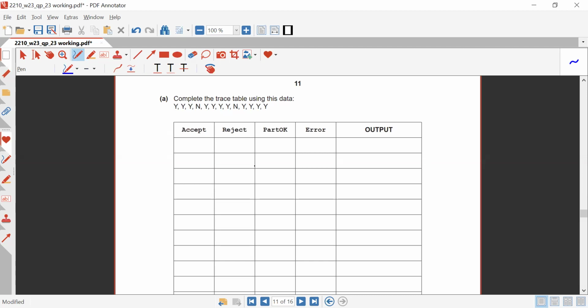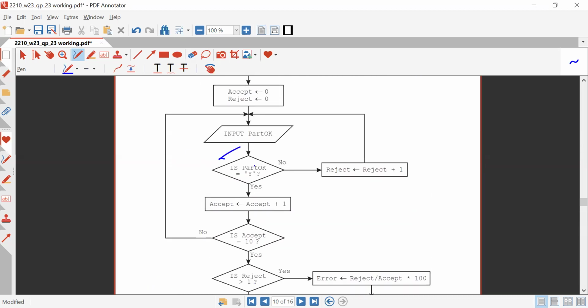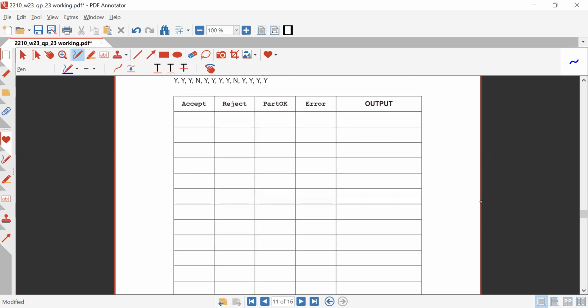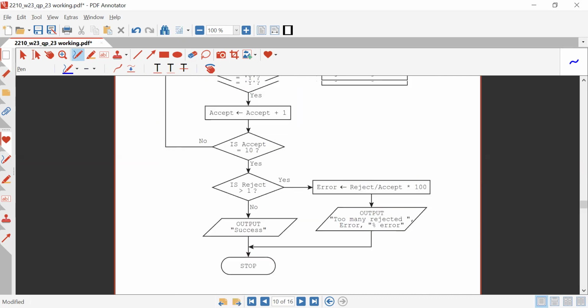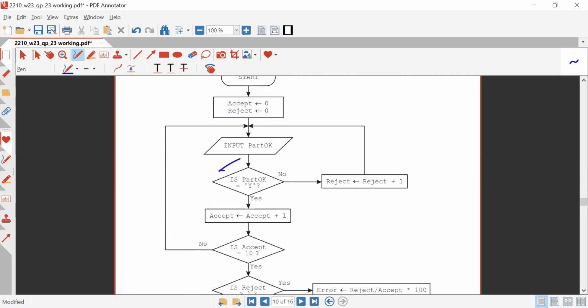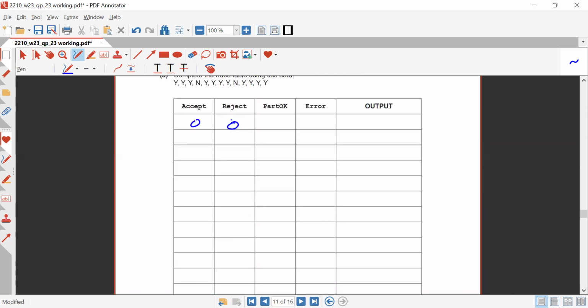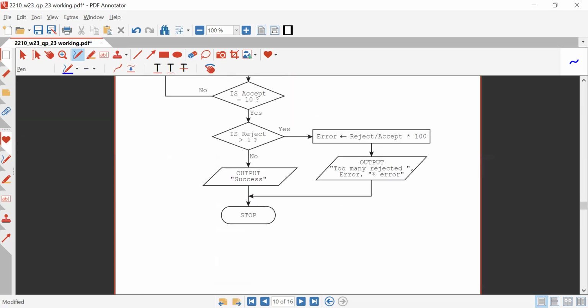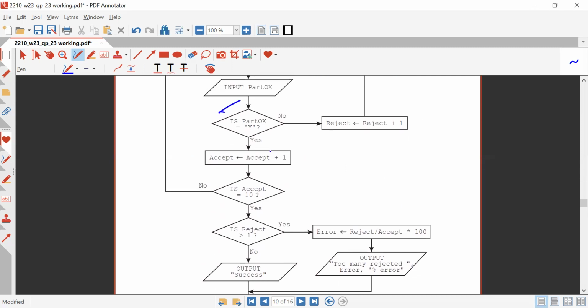Now they have given y, y, and then again 4 y's, and then again 4 y's. Okay, let's see. The initial values are accept and reject are 0, so first of all we could place these things. Accept will be 0, reject will be 0 right over here. After that, input part okay. Input means we need to input this one. Part okay will be, first of all, a y. I'm utilizing the next line because it is within the loop. Once we are coming to the loop, we will be utilizing the next line right over there.